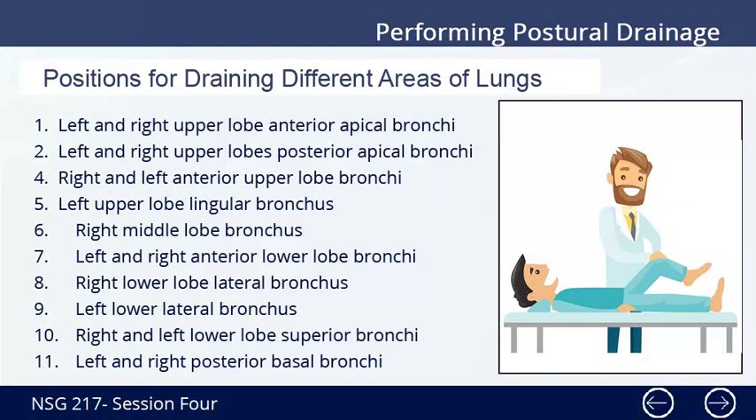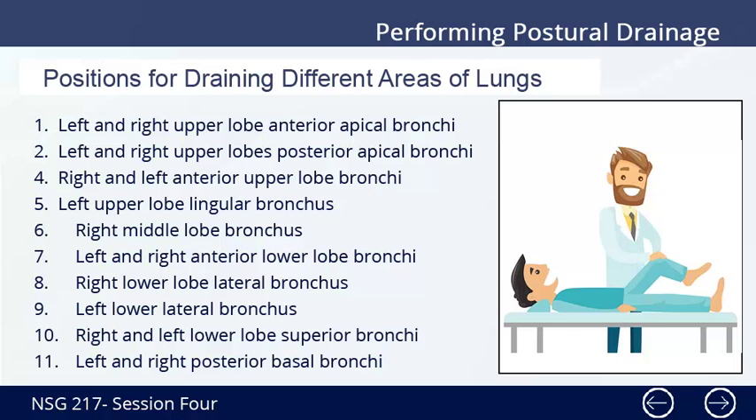Positions for draining different areas of the lung. Number 1, left and right upper lobe anterior apical bronchi. You will have patients sit in a chair leaning back, percuss with cupped hands, and vibrate with heels of hand at shoulders and with fingers over collarbone. Both sides can be done at the same time. Note: body posture and arm position of nurse. Nurse's back is kept straight and elbows and knees are slightly flexed.